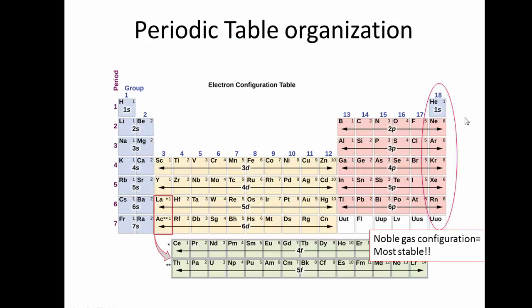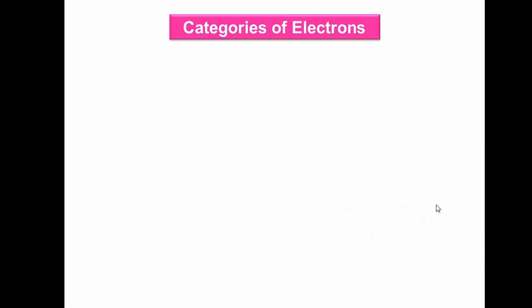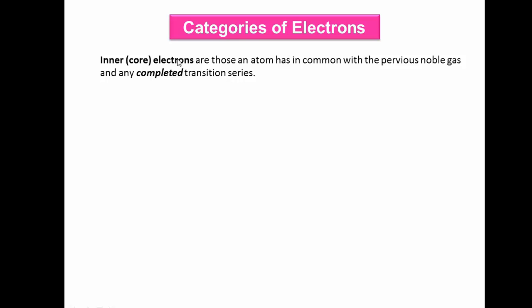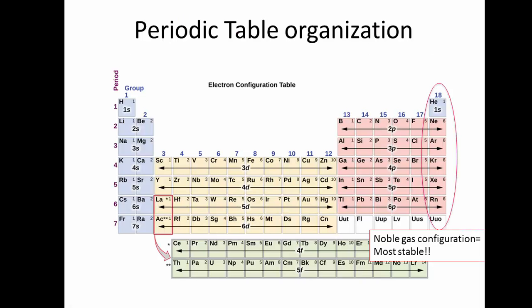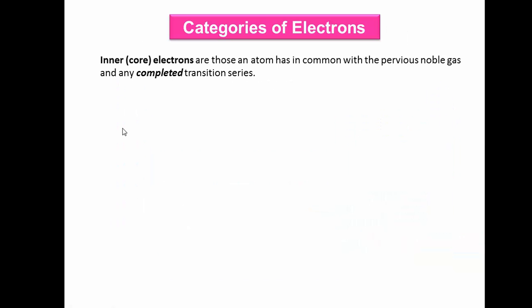Okay, so since we know that noble gases have such a stable electron configuration, it's really important that we understand which electrons are participating in reactivity. So we know that these elements are not very reactive, but some elements are. So we need to talk about categories of electrons. Inner electrons, or core electrons, are those an atom has in common with the previous noble gas and any completed transition series. So for example, lithium has an electron configuration of 1s2, 2s1. So its inner electrons are its 1s electrons.